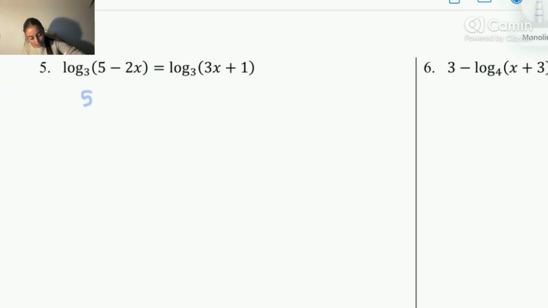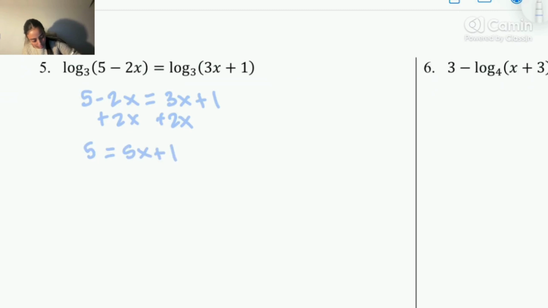So 5 minus 2x equals 3x plus 1. And we just want to bring it all to the same side, or all the x's to the same side at least. So we can add 2x to both sides. So we have 5 equals 5x plus 1. We can subtract 1 on both sides, so we have 4 equals 5x. Then just divide both sides by 5, so x equals 4 over 5.